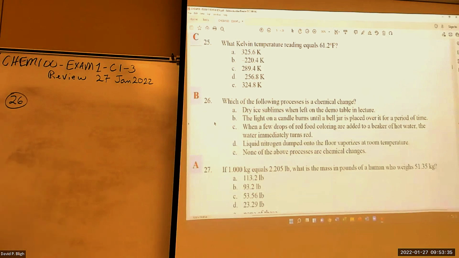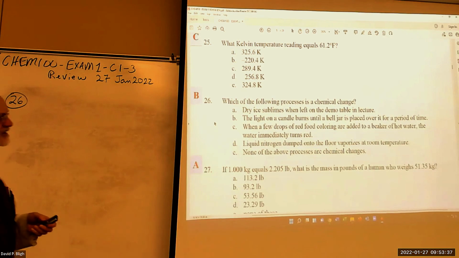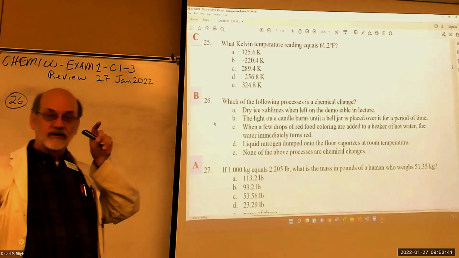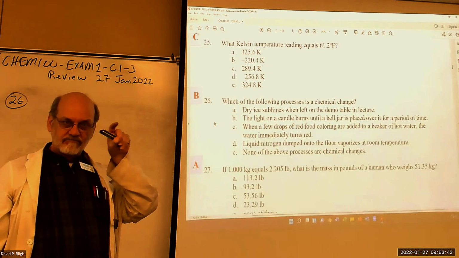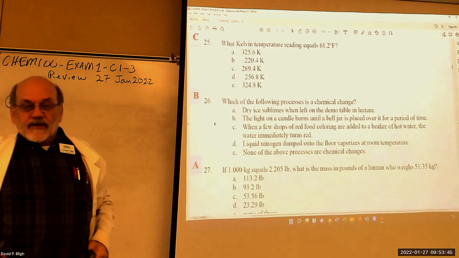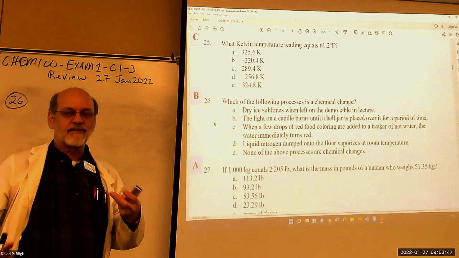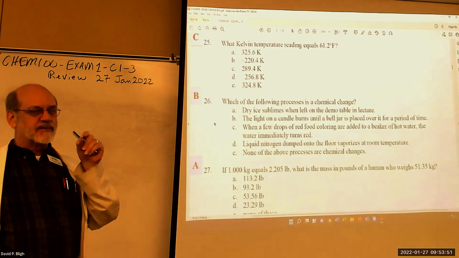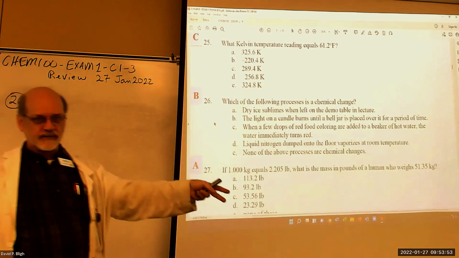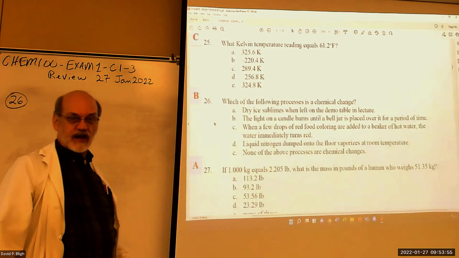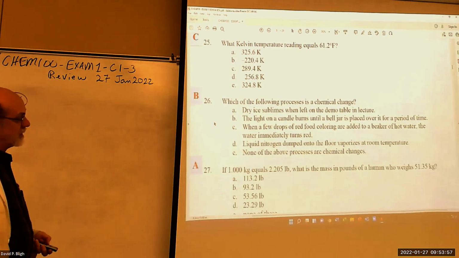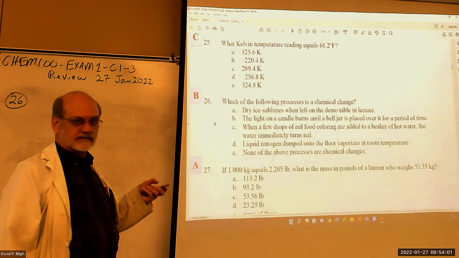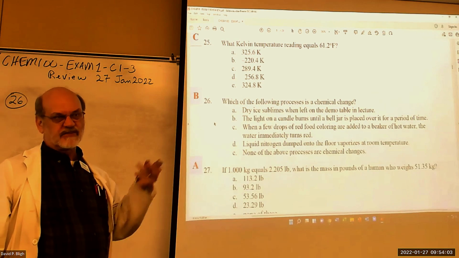26. Yep. Which of the following processes is a chemical change? Now we're talking about the actual change, not the potential, not the property, but actually something is happening. A substance is becoming a different substance. Its identity is changing. So we're looking for that. Dry ice sublimes when left on the demo table. It's just going from solid to gas.